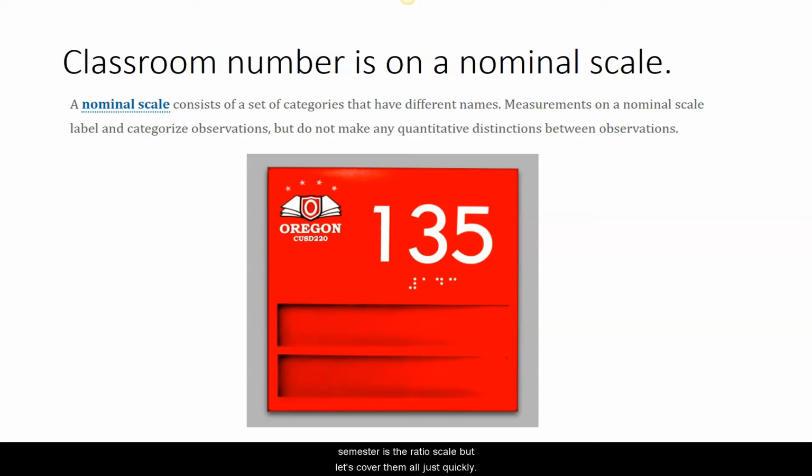For instance, here's the number of a classroom, and you'll notice this is from, I believe, Oregon State. And you'll see that it not only has the number, of course, but Braille. We have Braille on our numbers here in McKibben. But the number doesn't signify anything, just like your social security number or your zip code, etc. So I couldn't say, gosh, room 270 at this campus building in Oregon is twice as good as room 135.